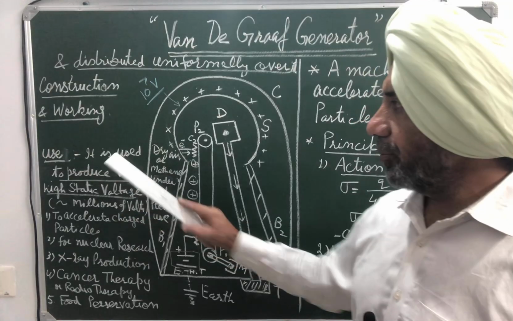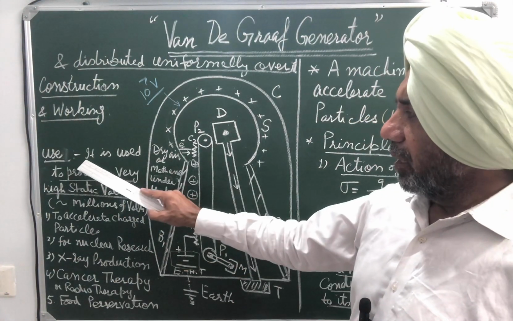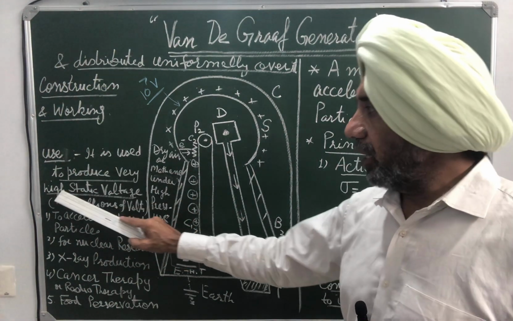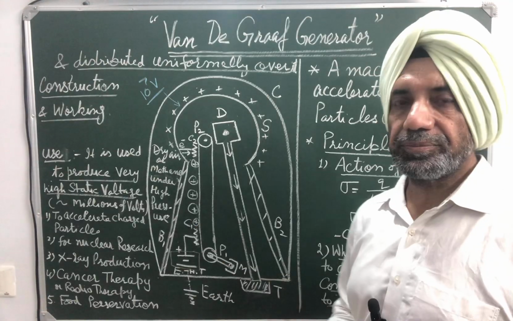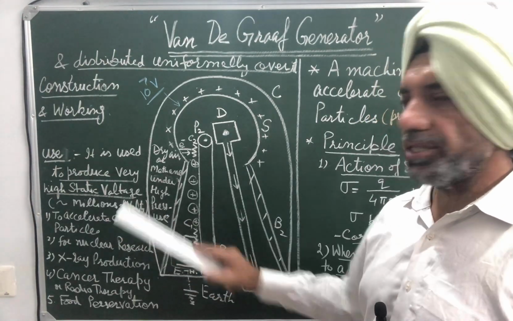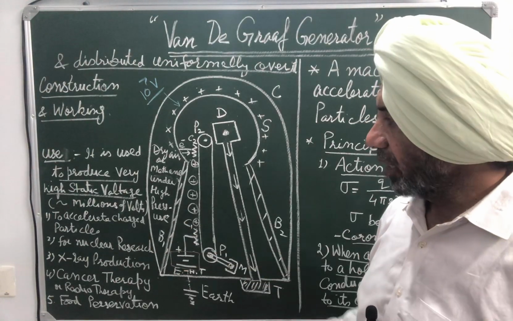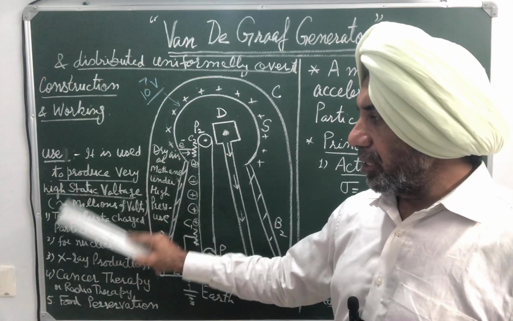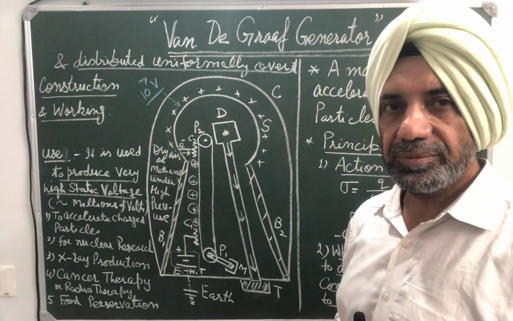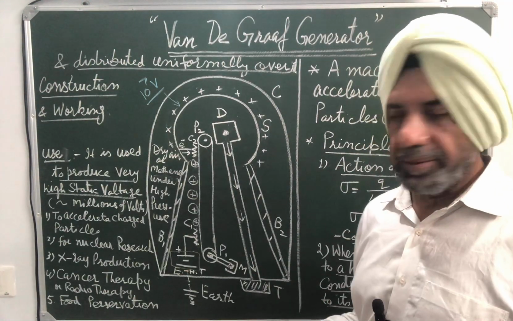Now what are uses of Van de Graaff generator? It is very simple. The basic principle is it is used to produce very high static positive potential, high static voltage of the order of million volts. And this voltage is used, number one, to accelerate charged particles like protons, neutrons, even electrons can also be accelerated with the help of Van de Graaff.